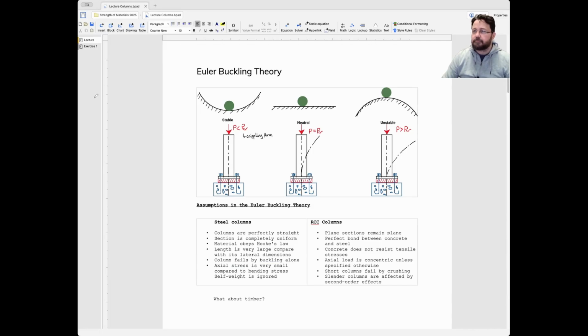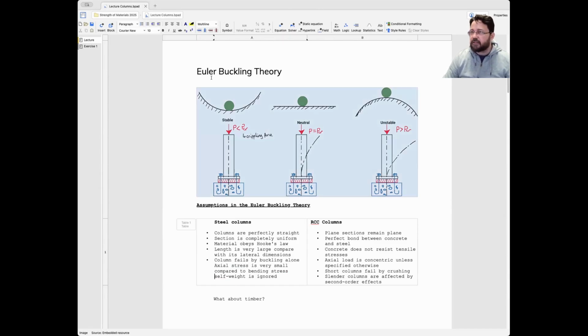Let me fix this at this moment. Self-weight. There it is. I just wanted to put this dot here. That's it.